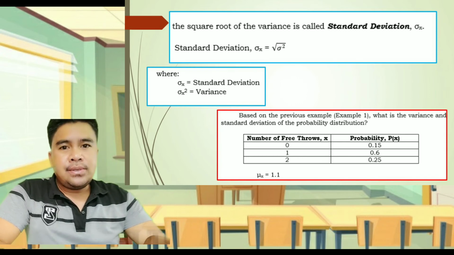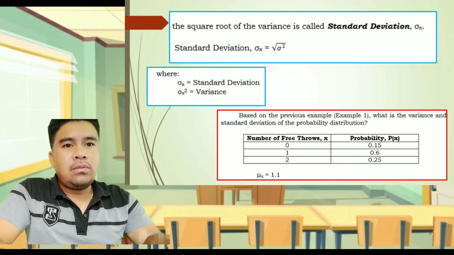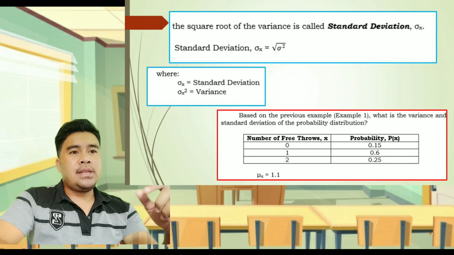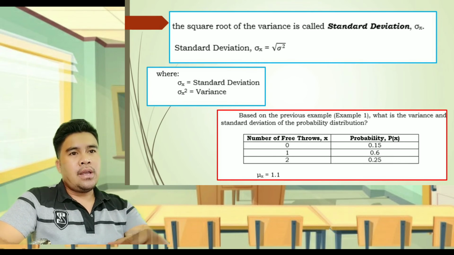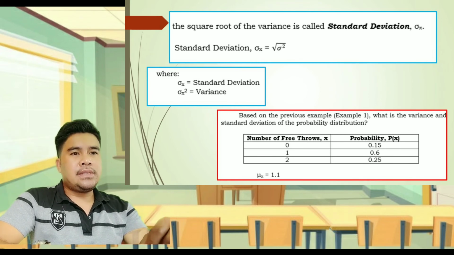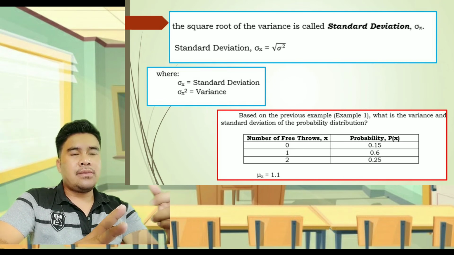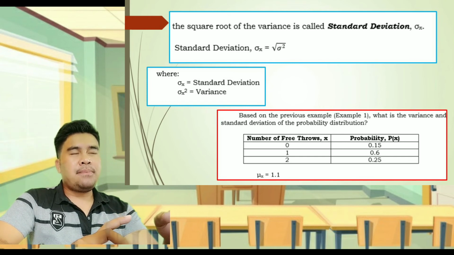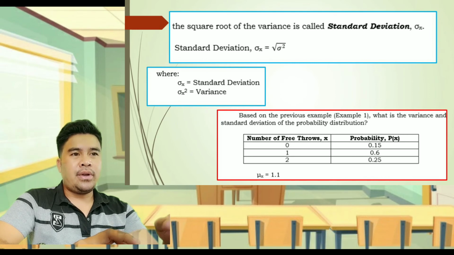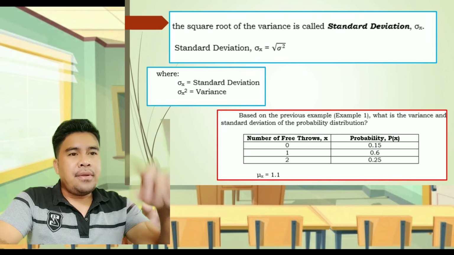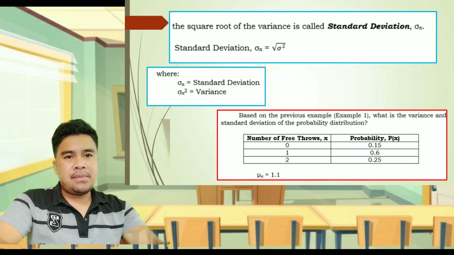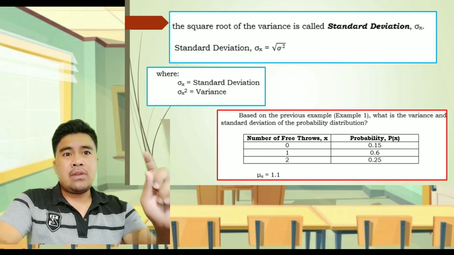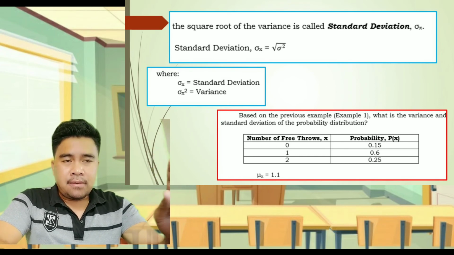Okay, so let us solve the problem using the first situation. In the first column, we have the number of free throws x: 0, 1, and 2. And the probability p of x: 0.15, 0.6, and 0.25. Remember that the mean of this problem is 1.1.